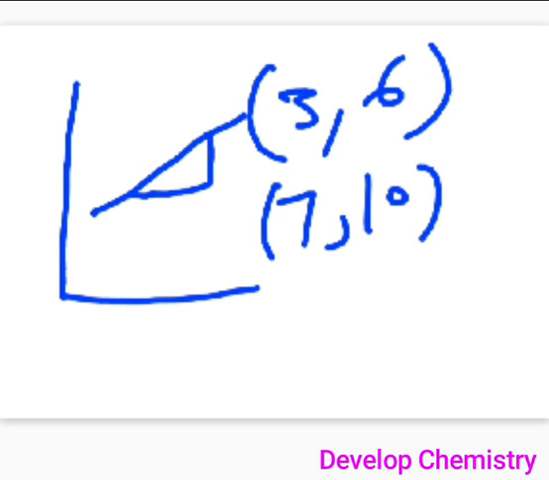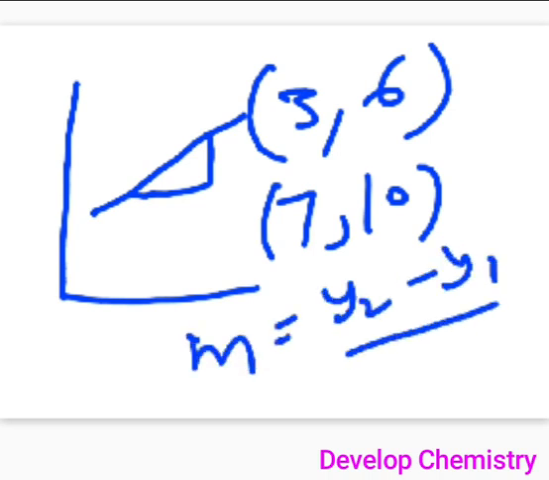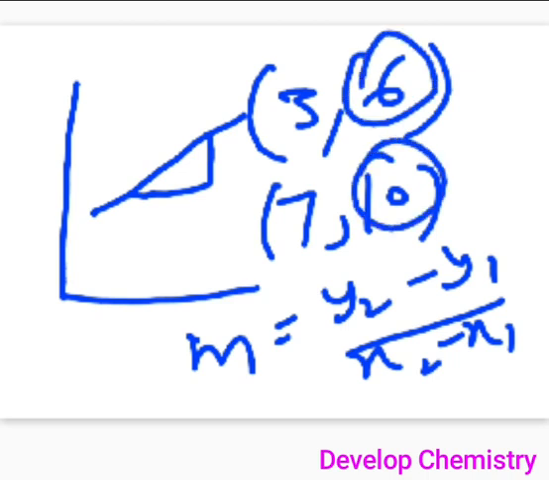Now, next, what was the first step here? You have to find out the value for slope. How you are going to find out the value for slope? m is equal to y2 minus y1 divided by x2 minus x1. y2 and y1 are the y coordinates and x2 and x1 are the x coordinates definitely. So, what would be the value now? It will be 10 minus 6 divided by 7 minus 3. So, the value of m in this case will come to m is equal to 1. Okay, this was your first step.